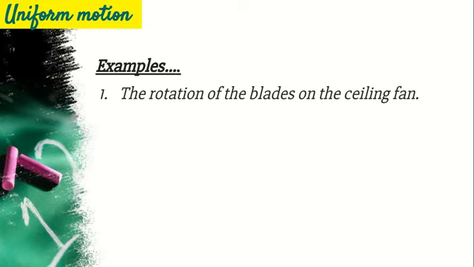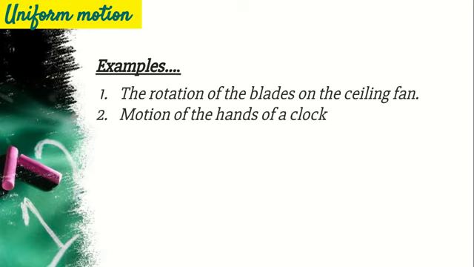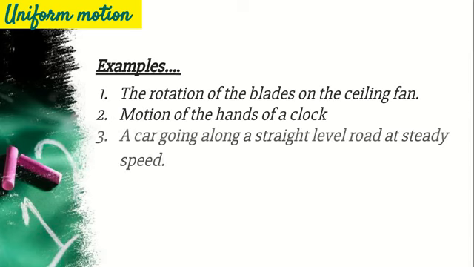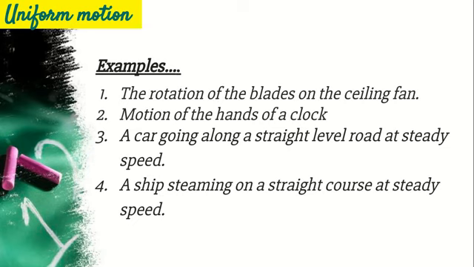Shall we see a few examples? Uniform motion examples: the rotation of the blades of a ceiling fan, which keeps moving with the same speed unless and until you change its regulator. The motion of the hands of a clock. Every time you see it, it maintains its time, and its seconds move with the same speed. Similarly, a car going on a straight road, a ship steaming on a straight course at a steady speed.